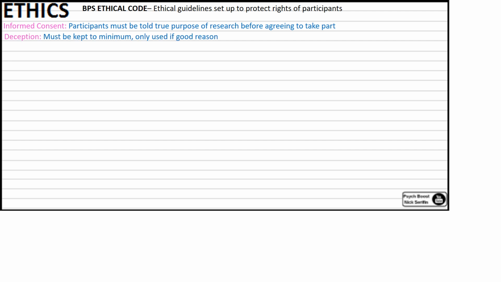Next one, kind of similar, is deception. Deception is the idea that people may be told that the research is about something else, or not told everything that's going to happen in the study. And obviously this is going to need to be kept to a minimum as much as possible.